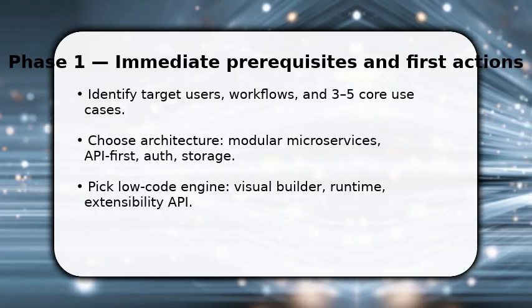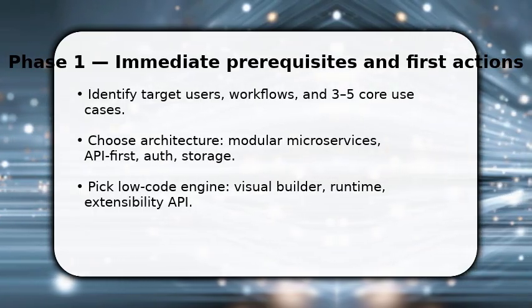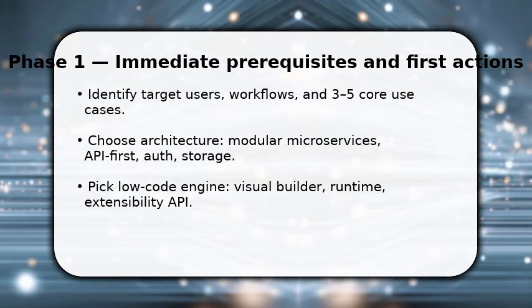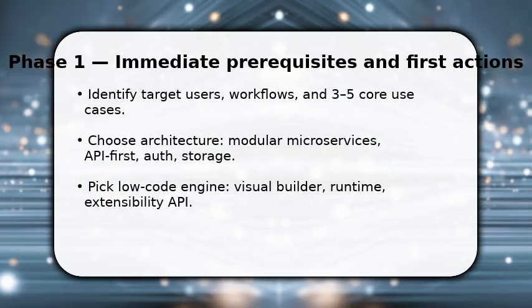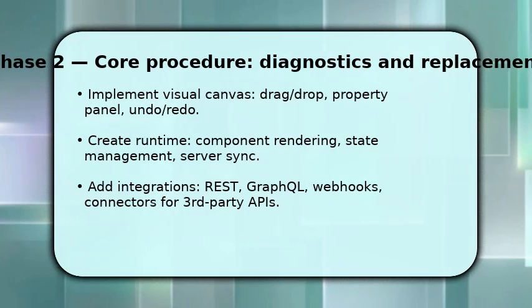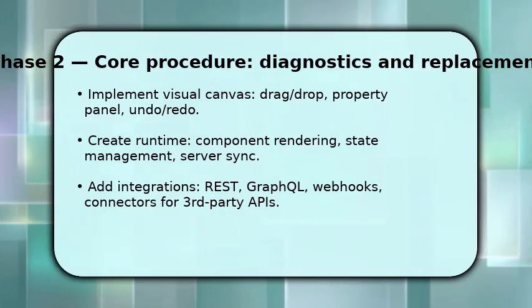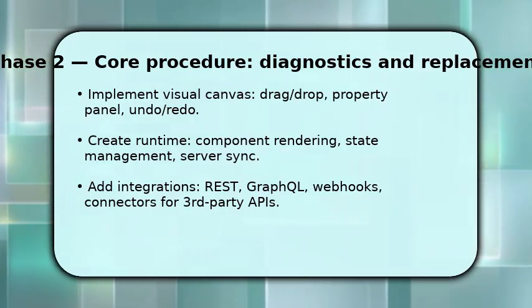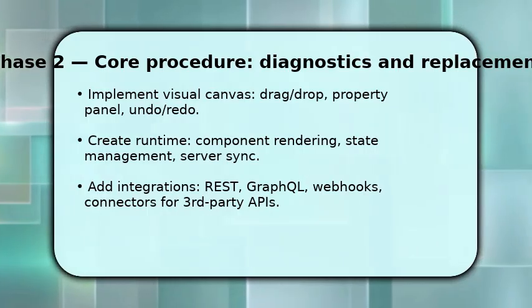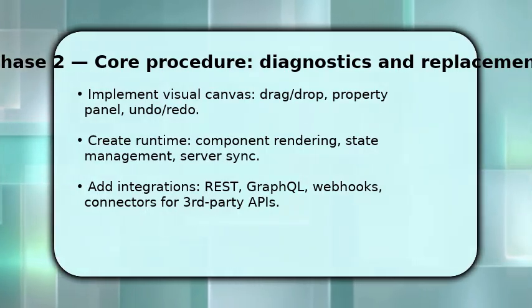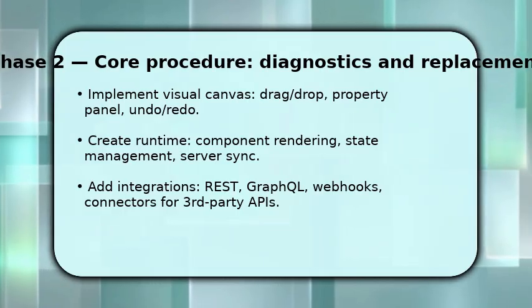Once done, scaffold a minimal prototype workspace, wire a sample data model, and expose one API endpoint so you can iterate with real feedback. You now construct the platform spine. Implement the visual canvas with drag and drop, a property panel, and undo/redo so users feel safe. Build the runtime, deterministic component rendering, predictable state management, and server sync for collaboration.